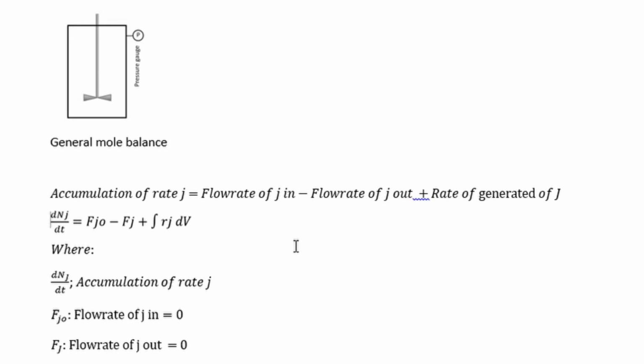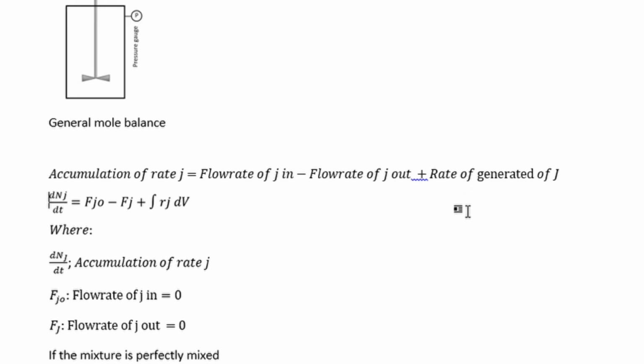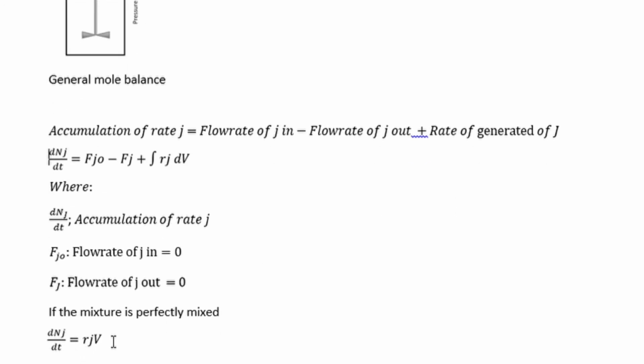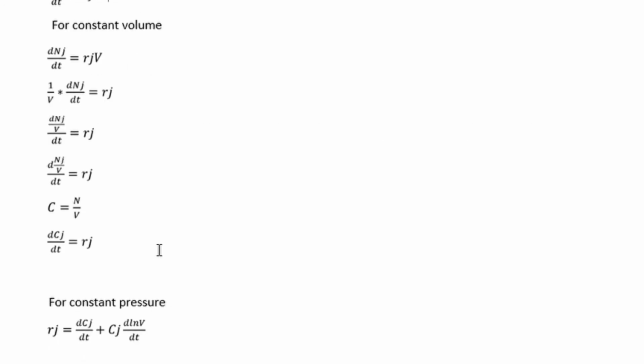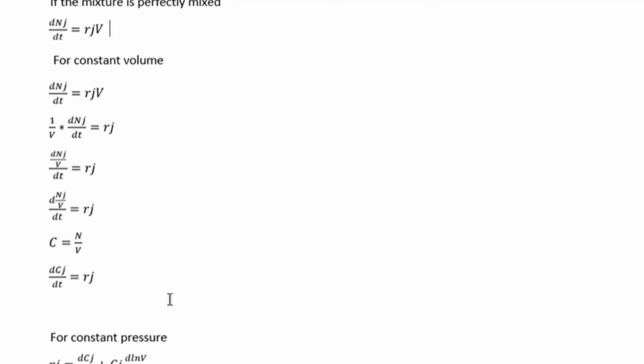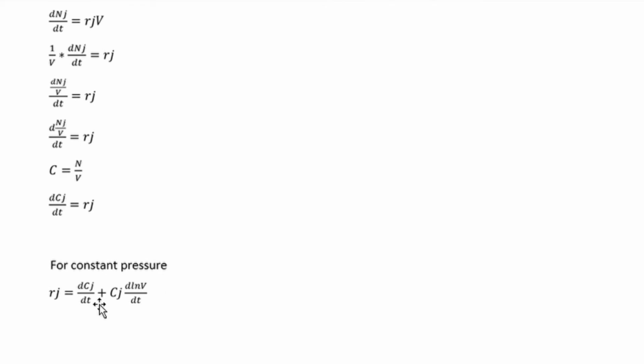A batch reactor does not have any flow, so this means my flow rate in and flow rate out will be 0. We will be left with accumulation and generation represented as here. For a constant volume, we can derive the batch reactor formula in this format here, and for a constant pressure, we can derive it in this format here.